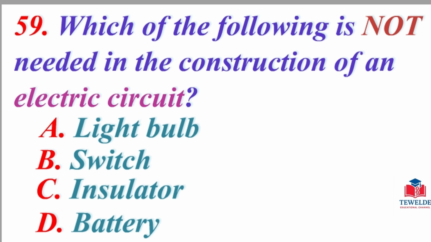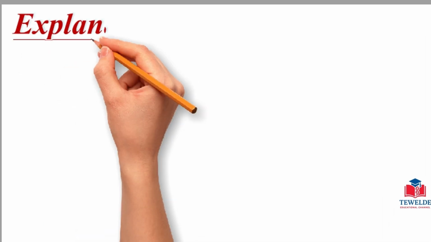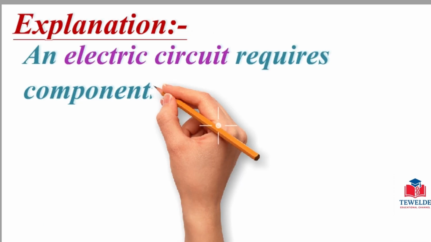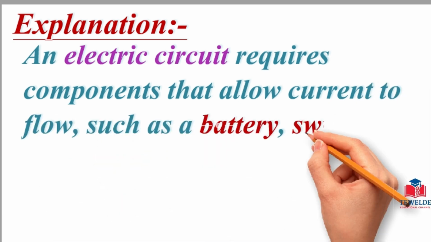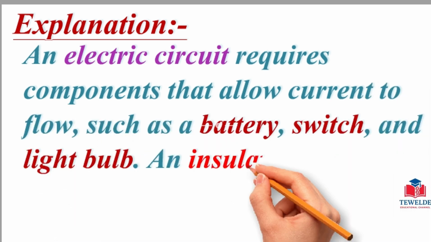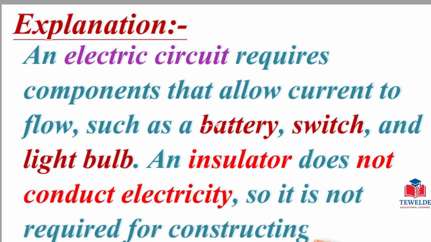The correct answer is C. Insulator. Explanation: an electric circuit requires components that allow current to flow, such as a battery, switch, and light bulb. An insulator does not conduct electricity, so it is not required for constructing a circuit.